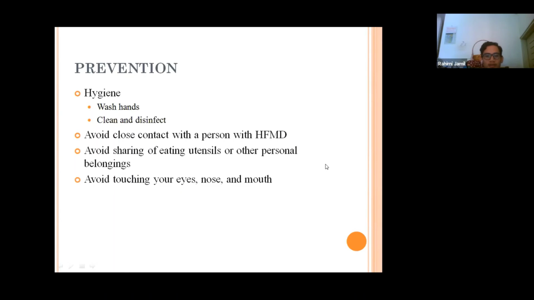And for prevention, firstly, hygiene: wash hands, and for kids, we may teach them how to wash hands, and clean and disinfect places that people usually come across. Avoid close contact with a person with HFMD, avoid sharing eating utensils, and avoid touching your eyes, nose, and mouth, as this disease is usually spread by the fecal-oral route.